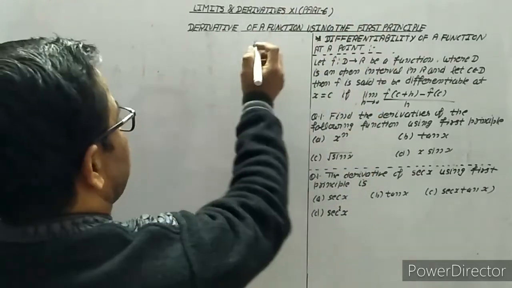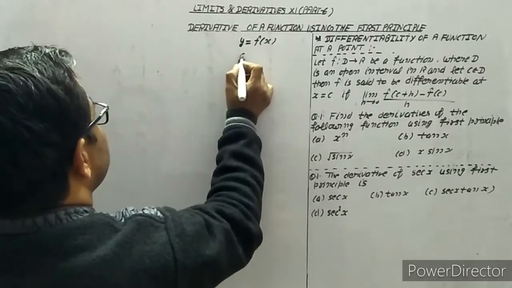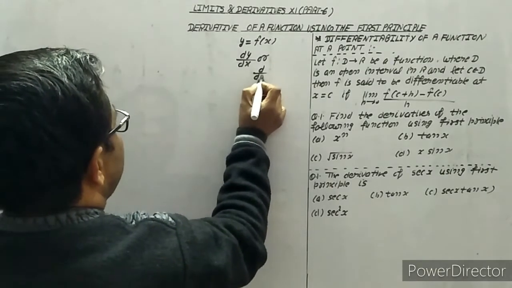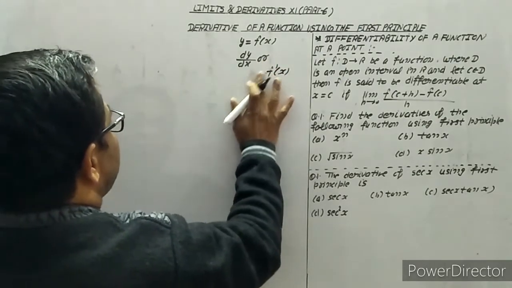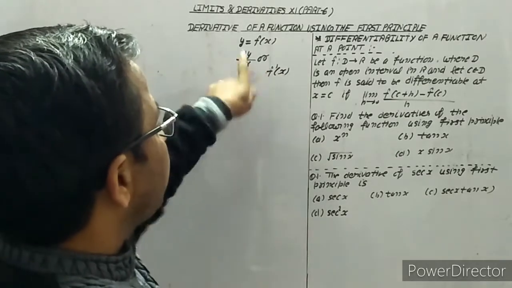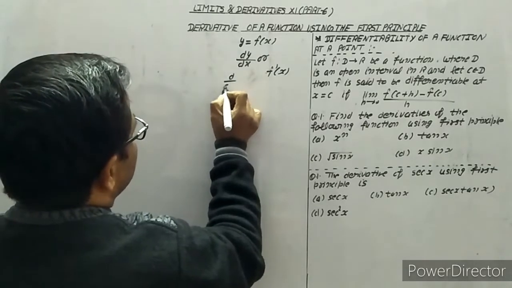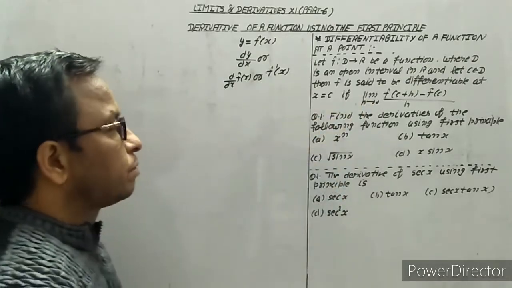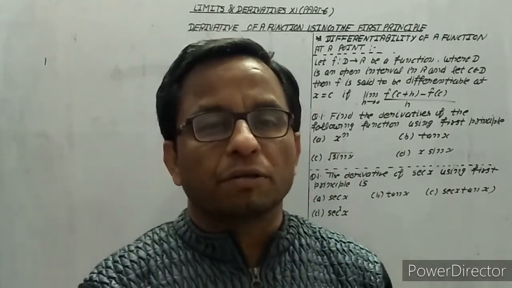And the derivative of a function, suppose this is f(x), if we consider y equals f(x), then the derivative is represented by dy by dx, or you can say d by dx of f(x), or we can say f dash x. This is the mathematical notation for this part. You can write it in this way also: d by dx f(x) or f dash x. These three notations are there. Now let's start to do the solutions of a few questions to understand the concept.